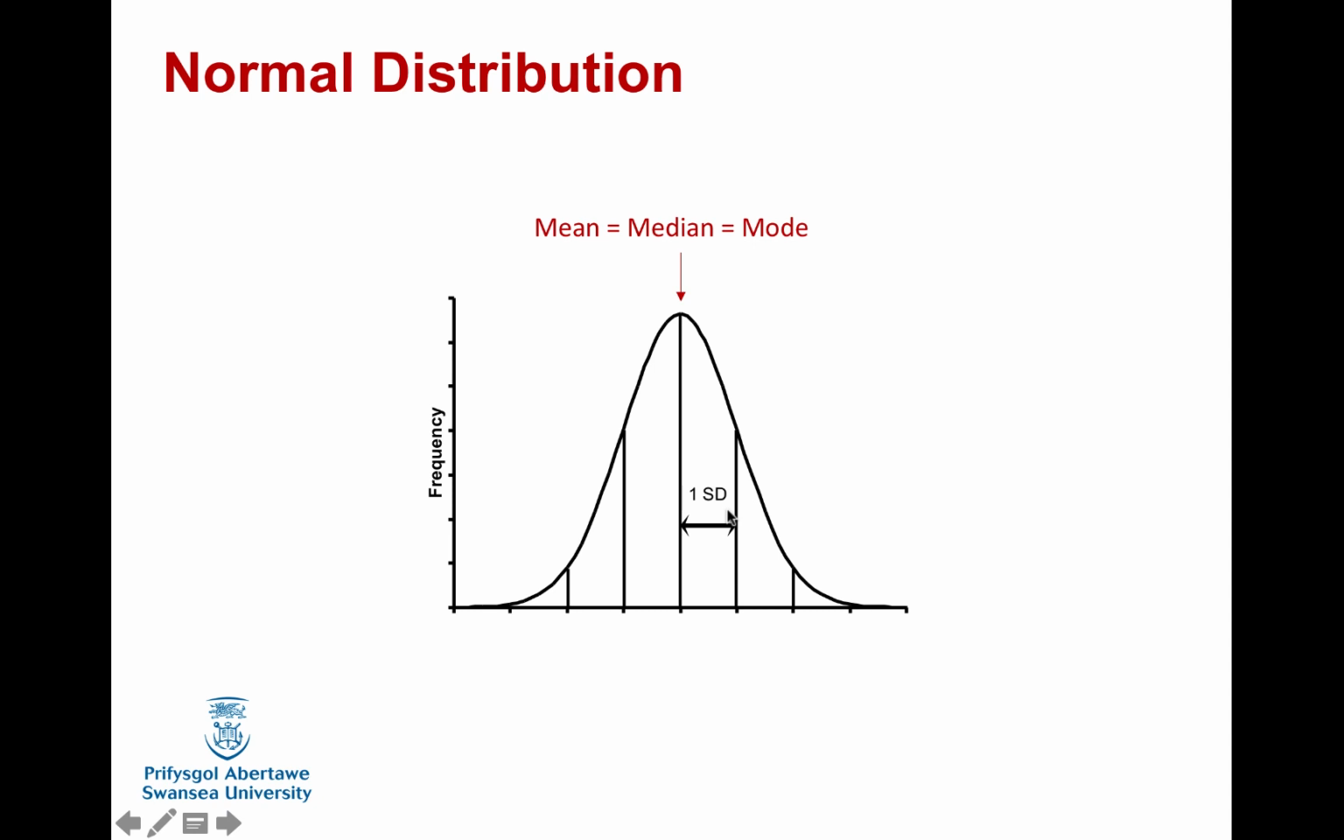And we can segment up the curve, and because of this normal distribution property of the data, we know what percentage of values we would expect to occur within 1 standard deviation above or below the mean, 2 standard deviations above or below the mean, 3 standard deviations above or below the mean, etc.